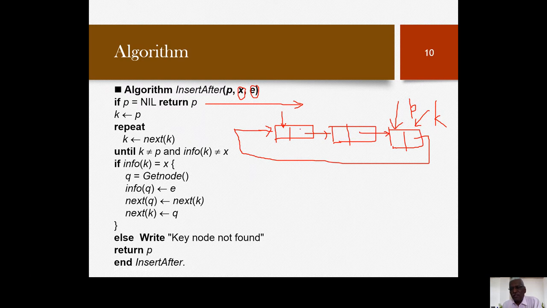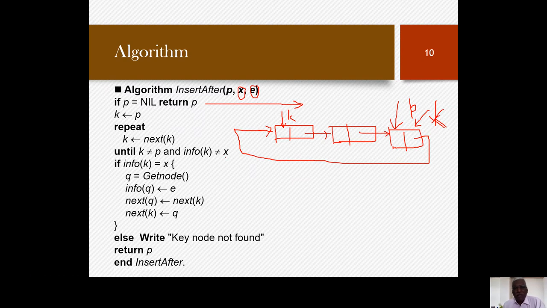So how to reach here? k equal to next of k. That means you will come here. It's a repeat until loop, so we first advance the pointer and then look for the key. So you can see here, k comes and sits in the so-called first node, and this repetition is carried out until either you find the key or you come back here when the key is not there in the list. These are the two possibilities.